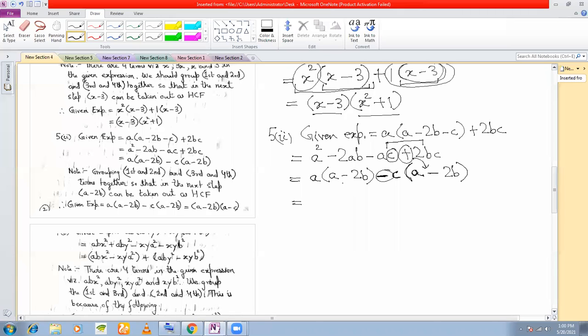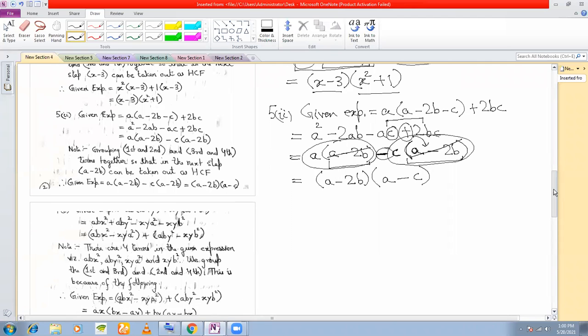So now a minus 2b, these are the common factors. I can take this out. From this entire thing, if I'm taking out this, what am I left with? I'm left with only a. And again, from this entire thing, if I'm taking out a minus 2b, what am I left with? Minus c. So these two are the factors.